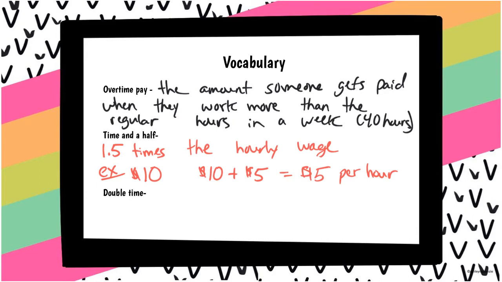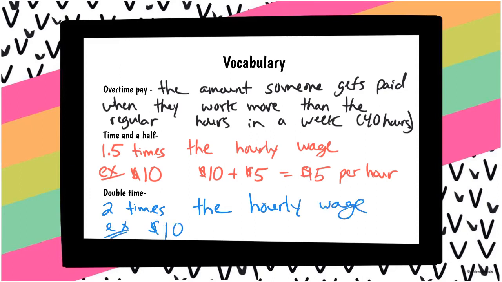Double time pay is when we get paid twice our hourly wage. So 2 times the hourly rate. For example, if we got paid $10 an hour, we would get paid twice that, so $20 per hour of overtime.